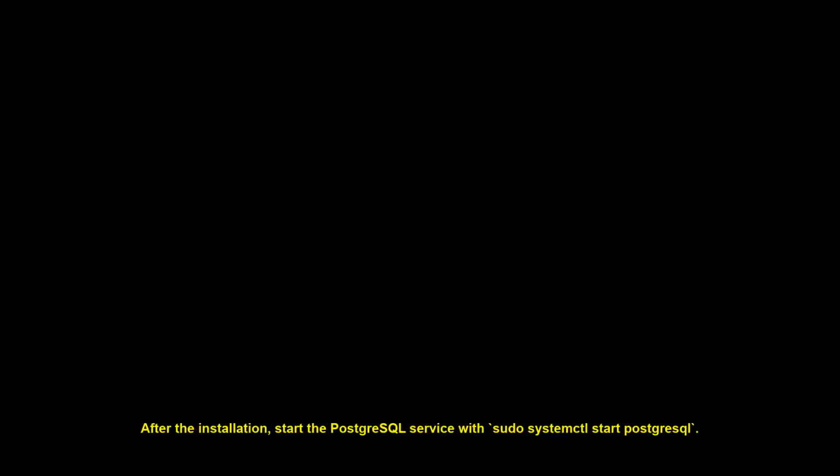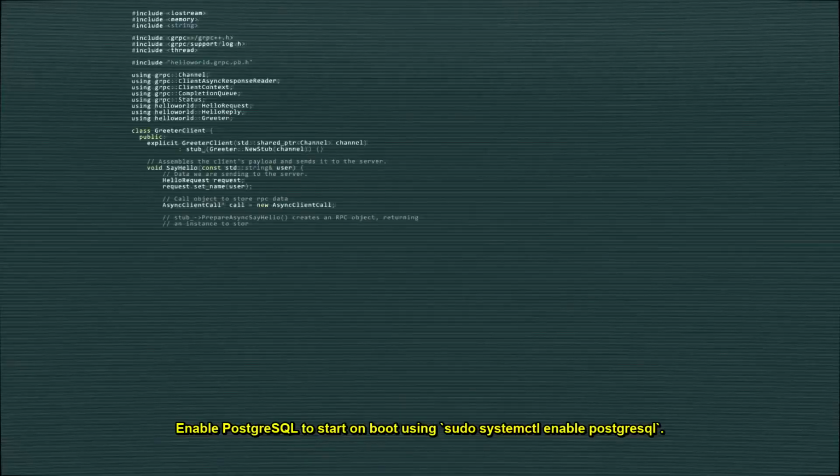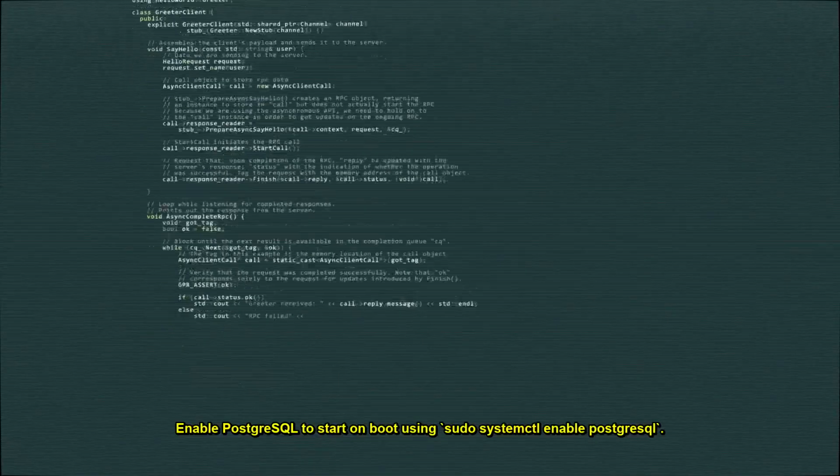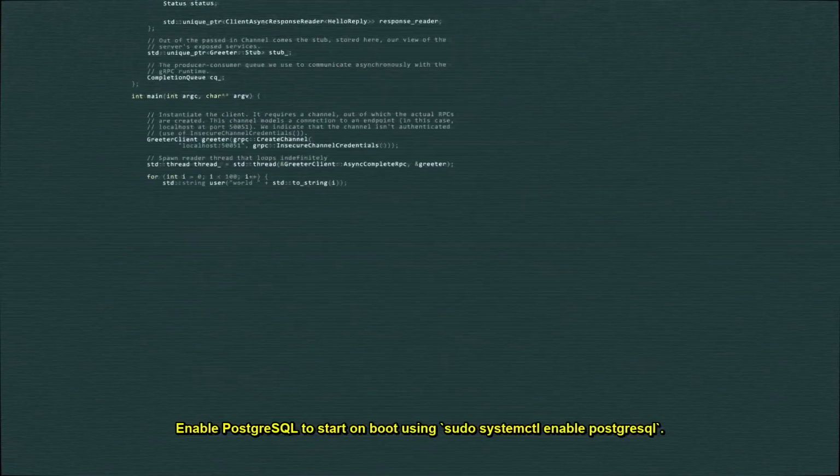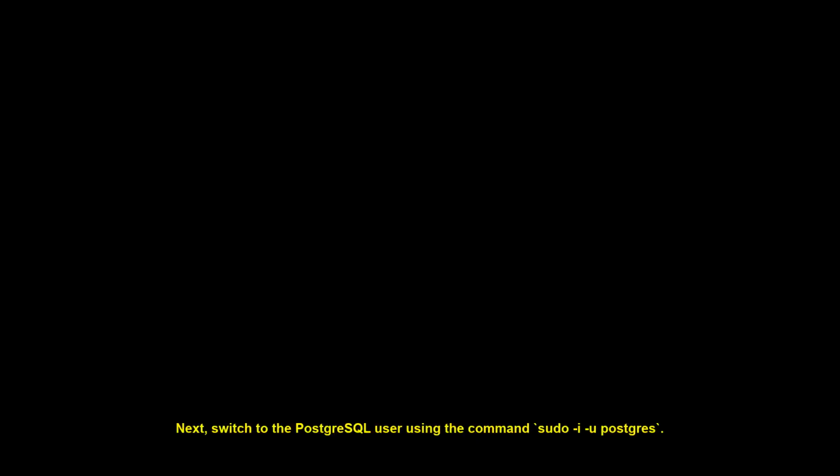After the installation, start the PostgreSQL service with sudo systemctl start postgresql. Enable PostgreSQL to start on boot using sudo systemctl enable postgresql. Next, switch to the PostgreSQL user using the command sudo -i -u postgres. Access the PostgreSQL command line interface by typing psql.